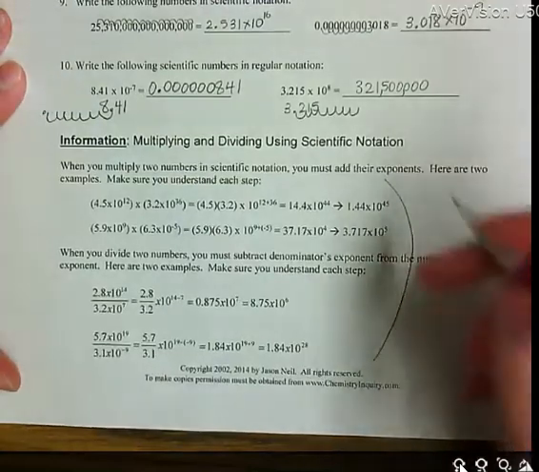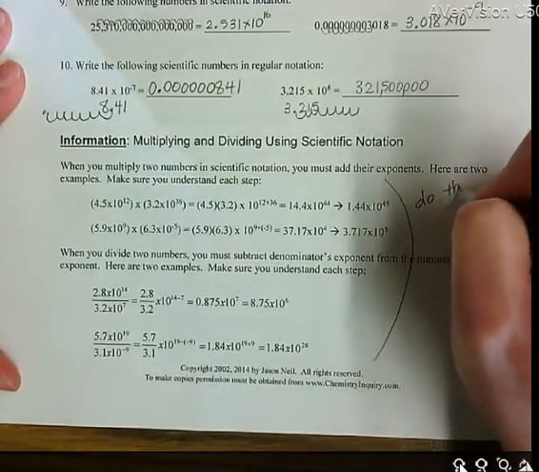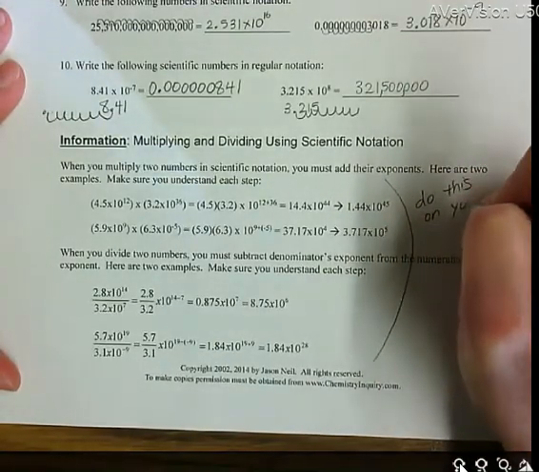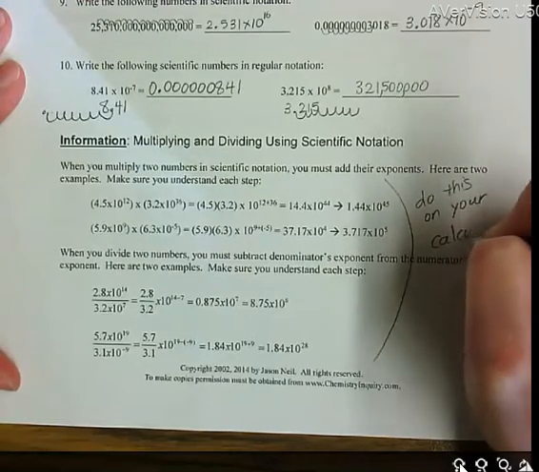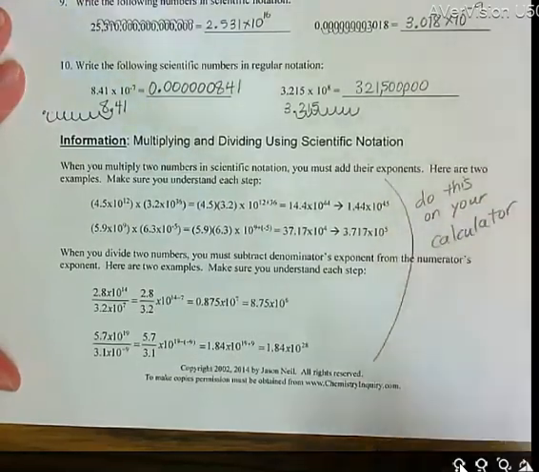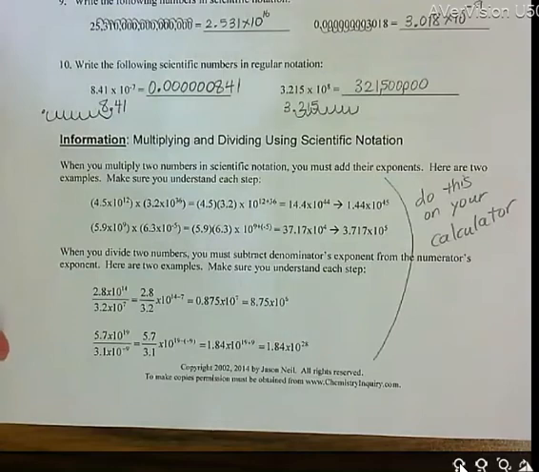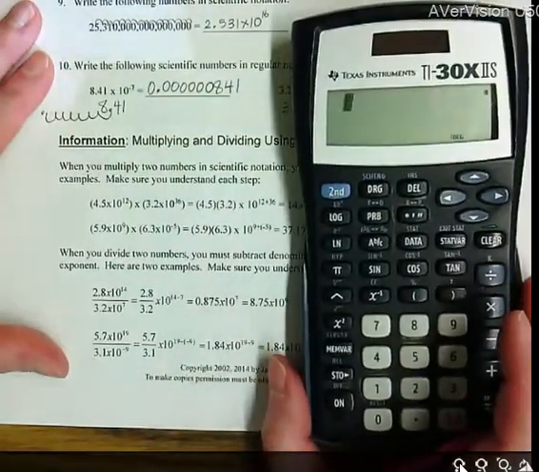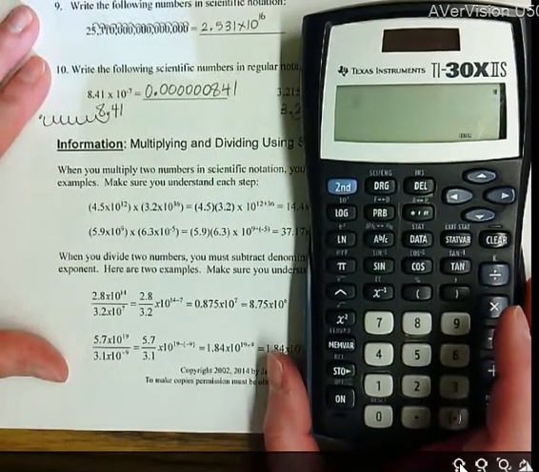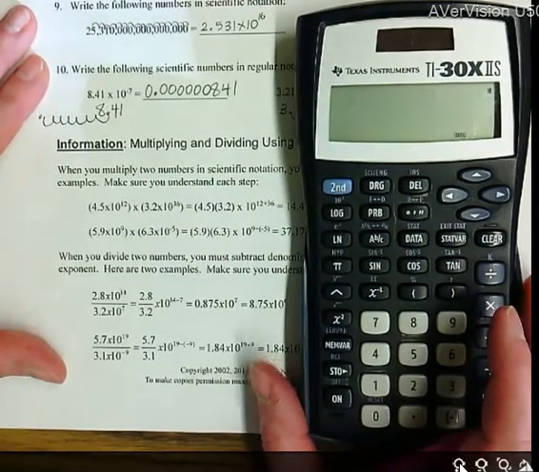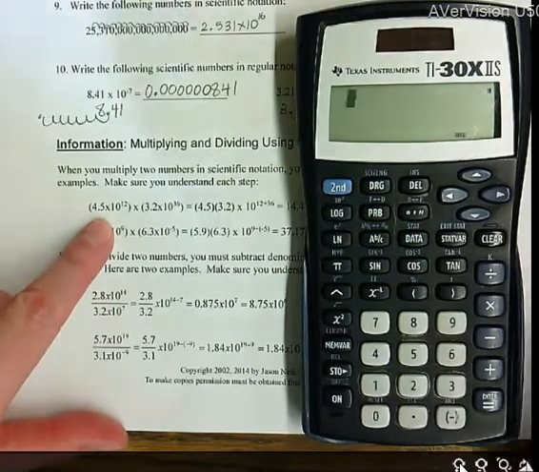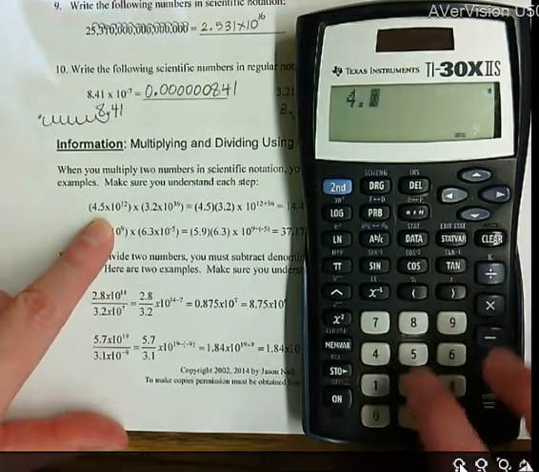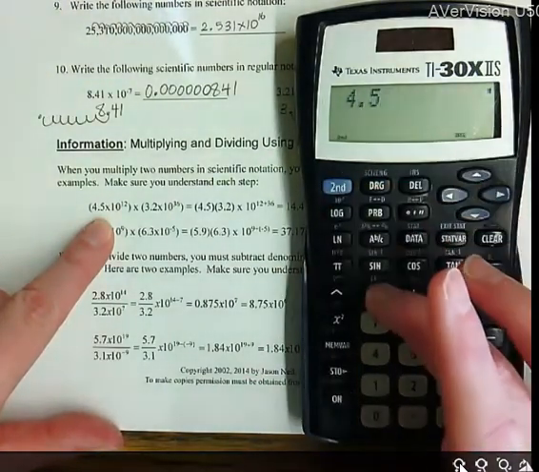Here's the deal, people. You're going to do this on your calculator. So what that does mean is that you need to know how to put scientific notation in your calculator. And for whatever reason, I've found that oftentimes students don't know how to do this. So when I'm going to put this number in my calculator, the best way for me to do that is to use this little E button.